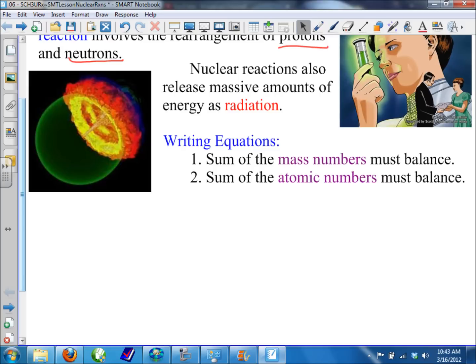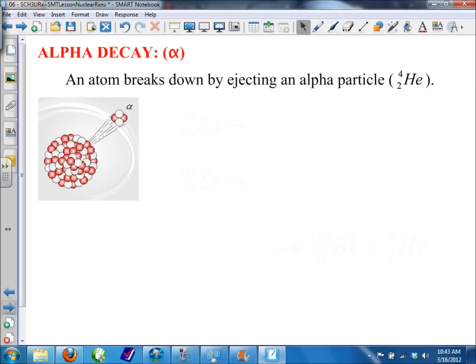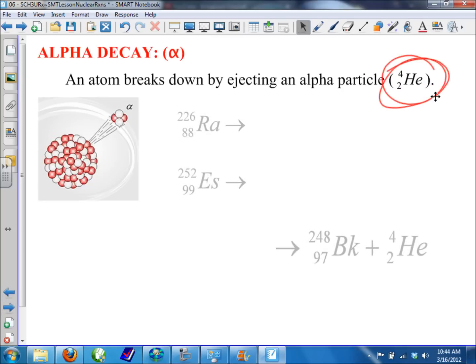Let's take a look at an example here. The first example we're going to look at is an alpha decay. An alpha particle is simply a helium particle with no electrons. So let's take a look at a few examples here. Our first example here is radium-226, with atomic number 88. Now, when that breaks down, it shoots off an alpha particle, so 4 2 He.